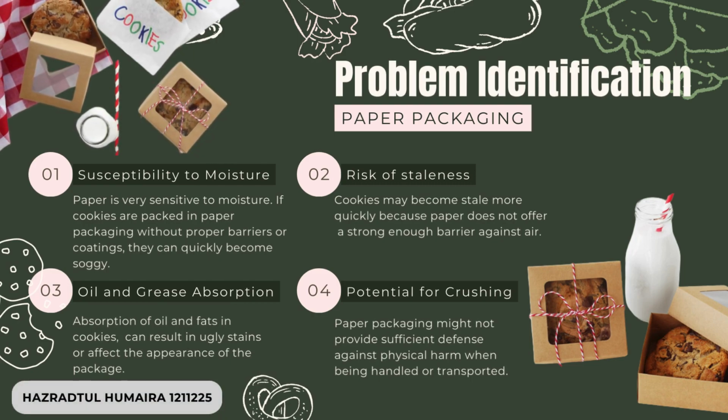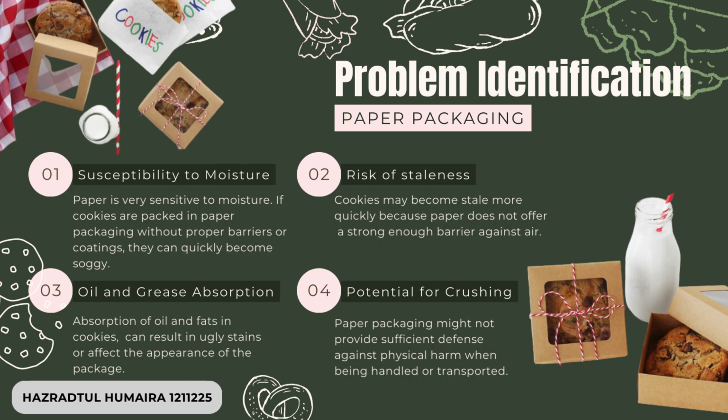As we all know, there are cookies on the market that are packaged using paper or boxes, and among the problems with this type of packaging is susceptibility to moisture. Paper is very sensitive to moisture. If cookies are packed in paper packaging without proper barriers or coatings, they can quickly become soggy, affecting their taste and texture. Number 2, risk of staleness. Cookies may become stale more quickly than if they were packed in materials like plastic or metal because paper does not offer a strong enough barrier against air.